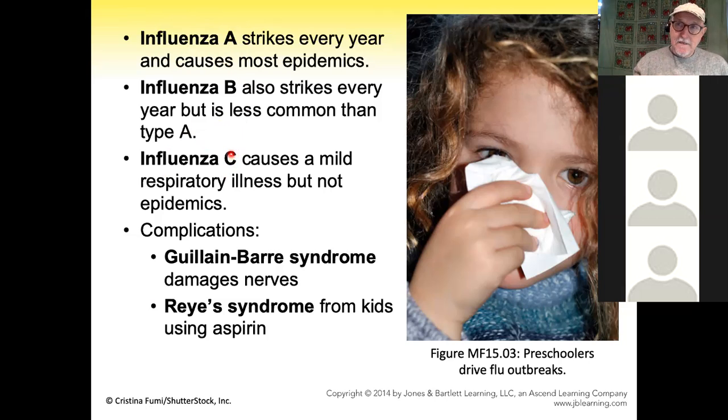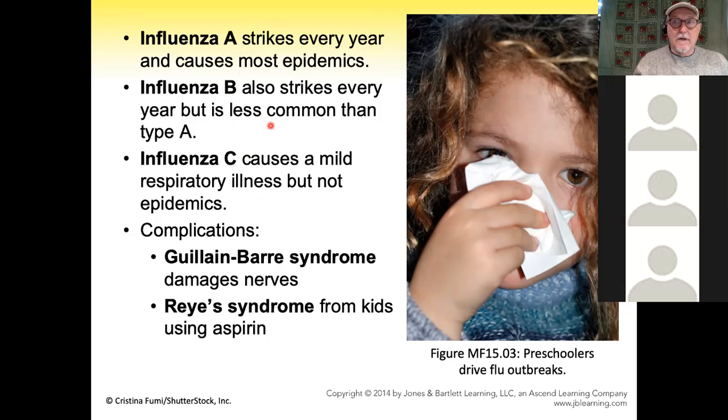The vaccine that we get each year for influenza is a mixture. Most of it is influenza A. There's usually at least 2 types of influenza A in the vaccine, and then they will include influenza B if it looks like it is prevalent.